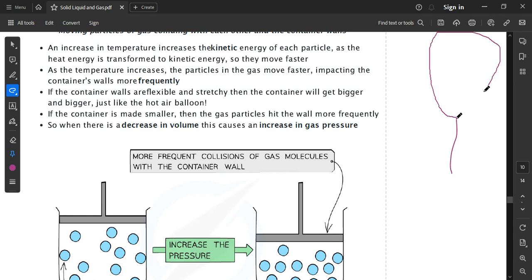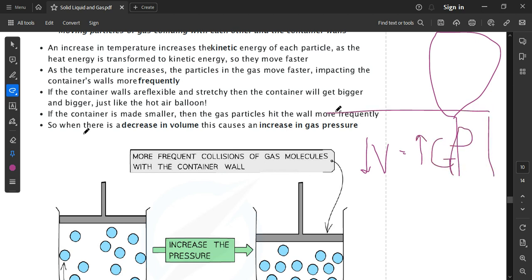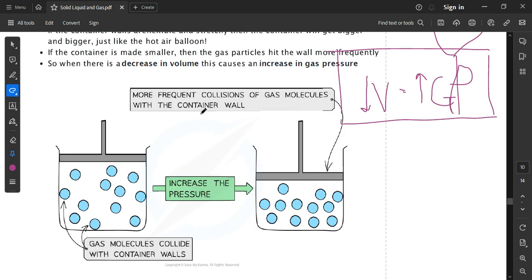If the container is made smaller, then the gas particles hit the wall more frequently. So when there's a decrease in volume, this causes an increase in gas pressure. So decrease in volume equals increase in gas pressure. Guys, pay close attention to this because it will help you in your physics as well when you'll be looking at pressure. More frequent collisions of gas molecules with the container wall.